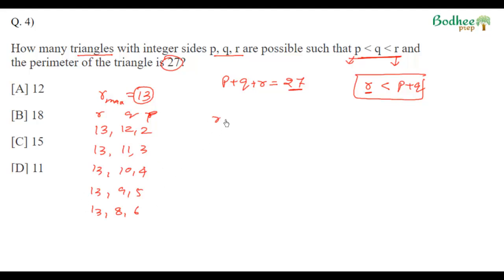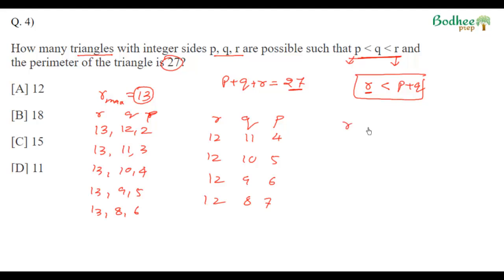Now again, if I fix the largest possible value of R to be say 12, then the sum of these two has to be 15, and none of these values will be more than 12. In fact, it cannot take the value 12 as well. So we can start with 11, 4, then 12, 10, 5, then 12, 9, 6, then 12, 8, 7.